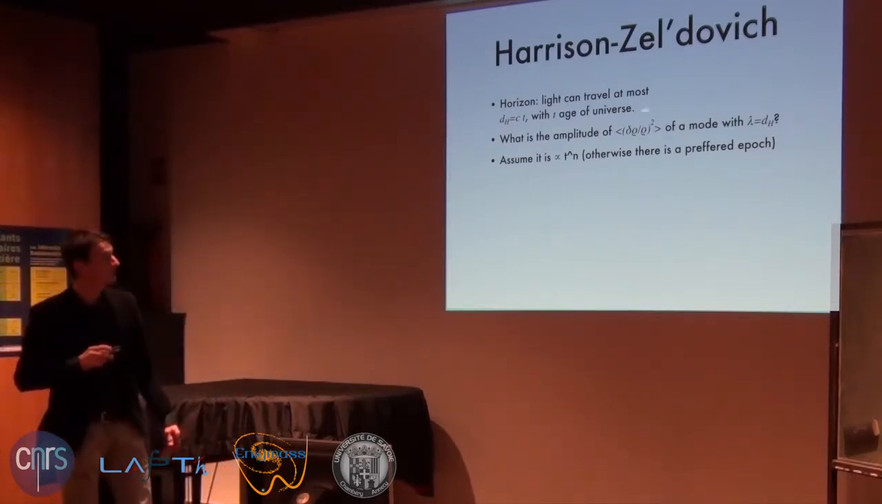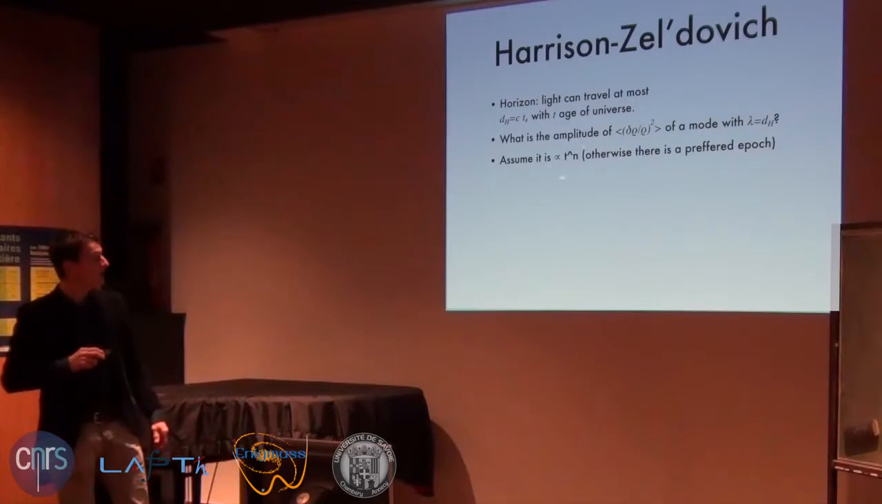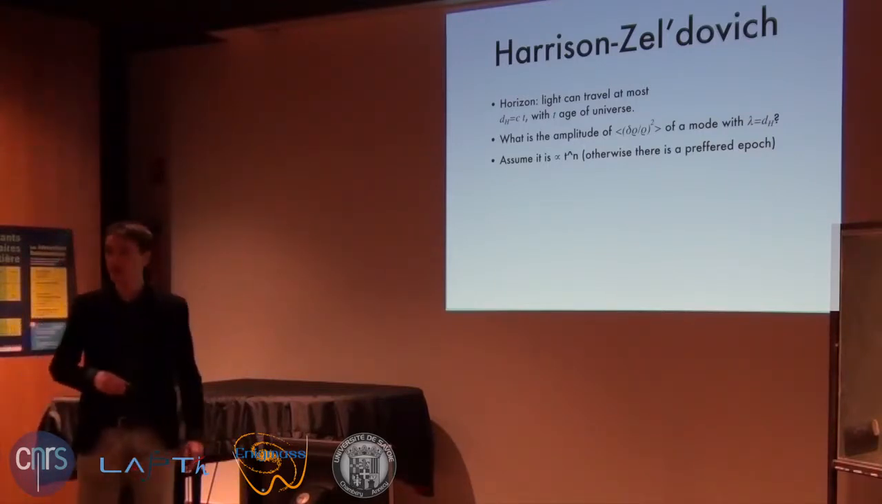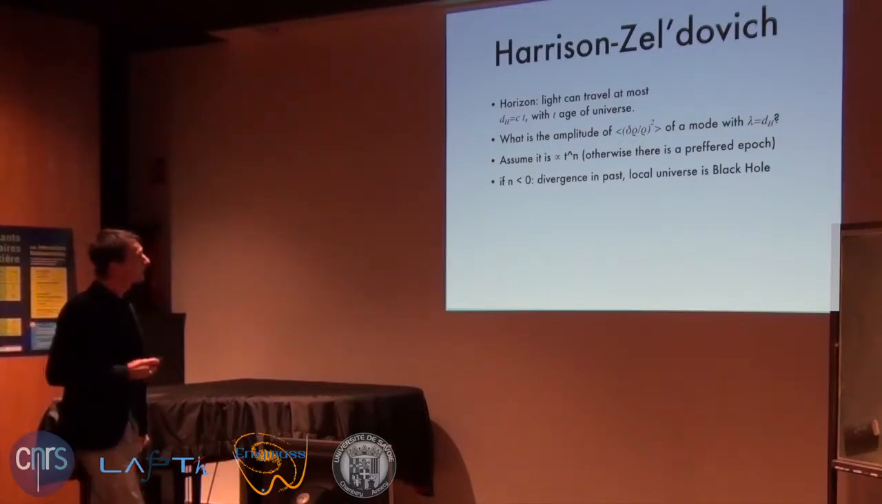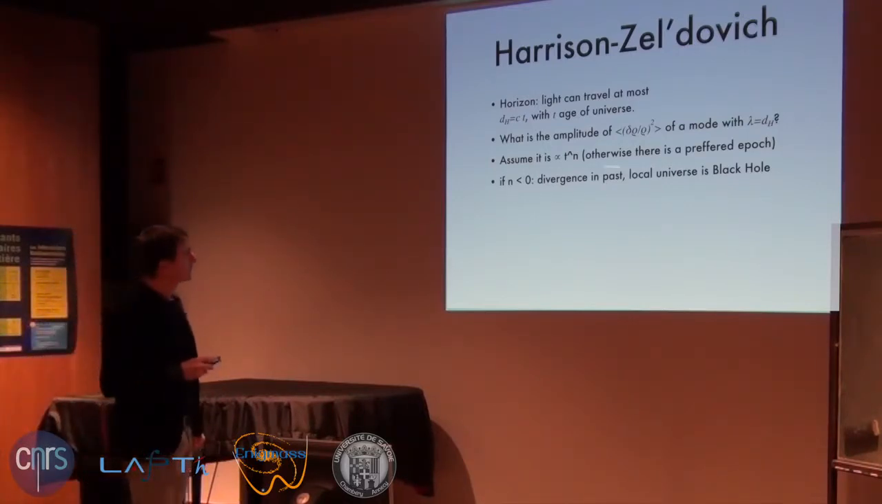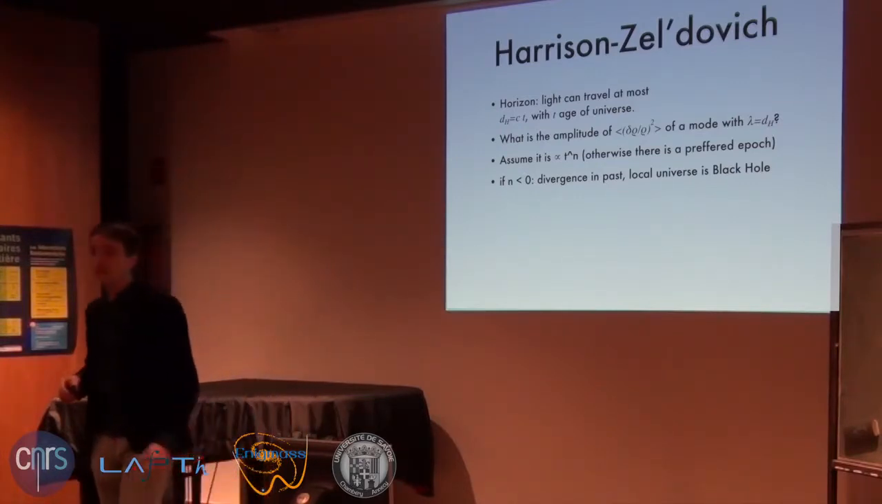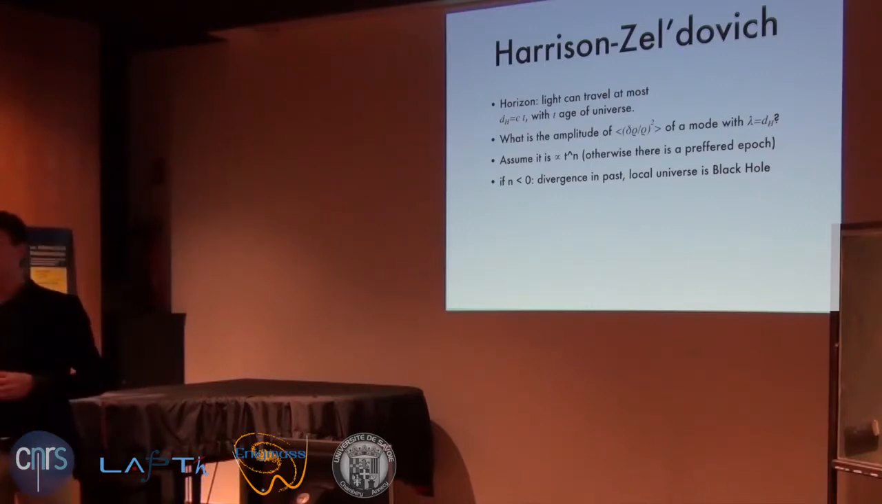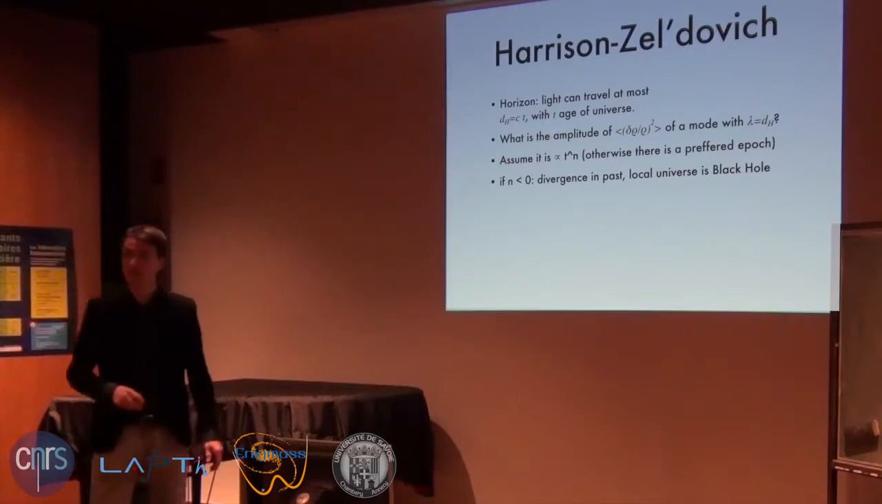And the question is, what is the amplitude of that perturbation at each time, the perturbation that corresponds to the horizon size? It must scale as a power law in time, otherwise there is a preferred epoch. And if that is the case, you can straightforwardly see that if n is less than 0, the power law in t, then in the past there will be a divergence in the density perturbations. When the horizon is very small, you will have very large perturbations if it scales as t to the power n, without considering the physics that gives rise to it.